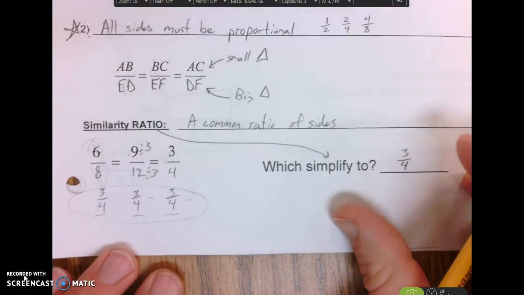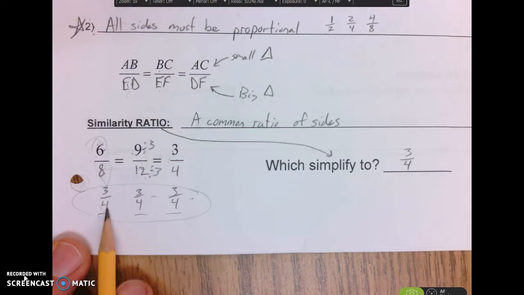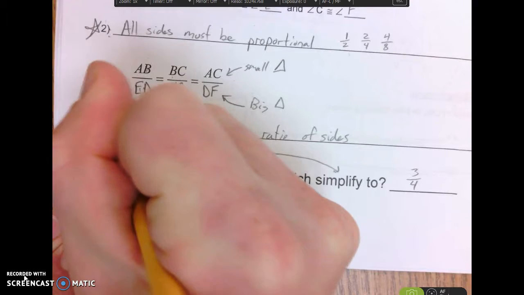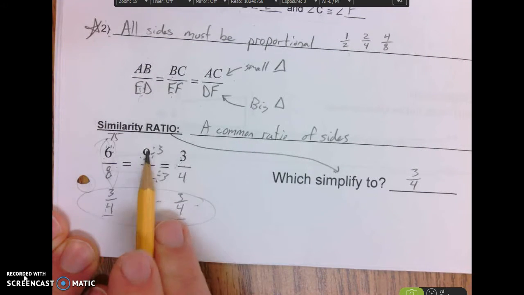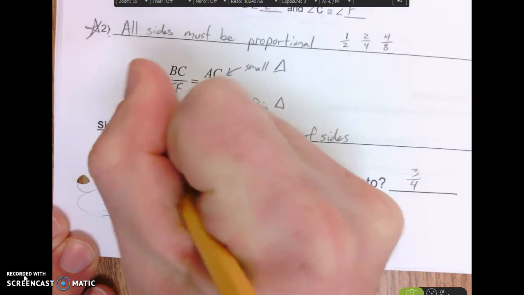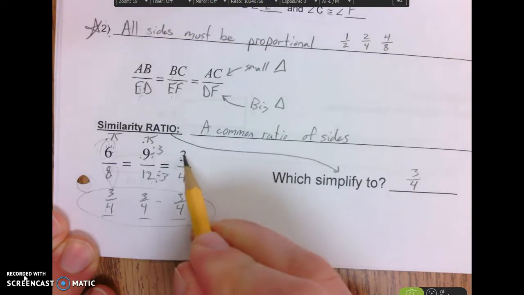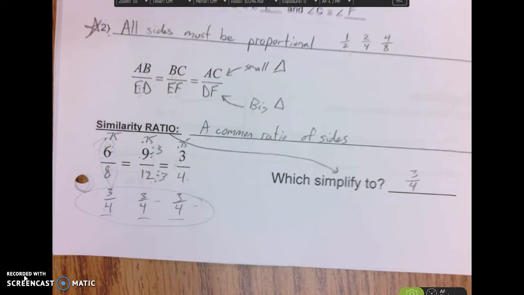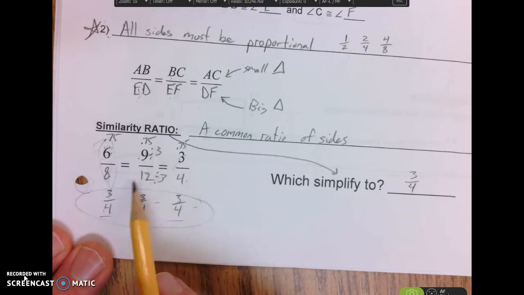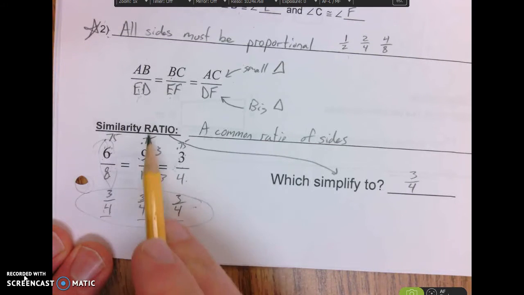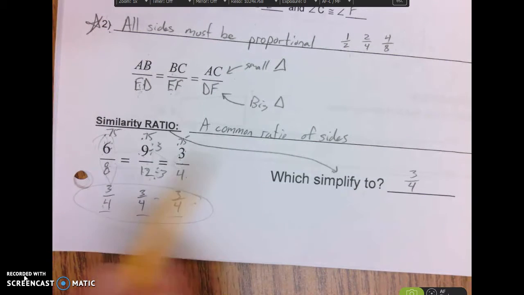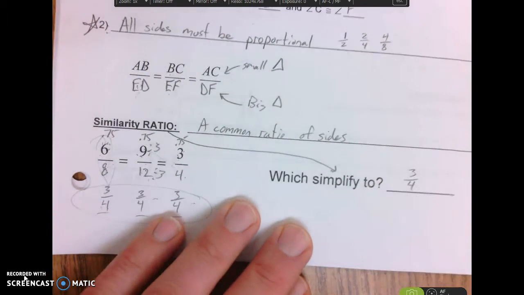Real quick, I'm going to show you one other way. If in your calculator you do 6 divided by 8, you're going to get 0.75. If you do 9 divided by 12, you'll get 0.75. You guessed it. If you do 3 over 4, you're going to get 0.75 again. Now, the third way is if you cross multiply and then cross multiply again. If you cross multiply here, you'll get two numbers that are equal. Then if you cross multiply here, you'll get two numbers that are equal. But that's kind of the most work of the three. All right, so this 3/4 is your similarity ratio.